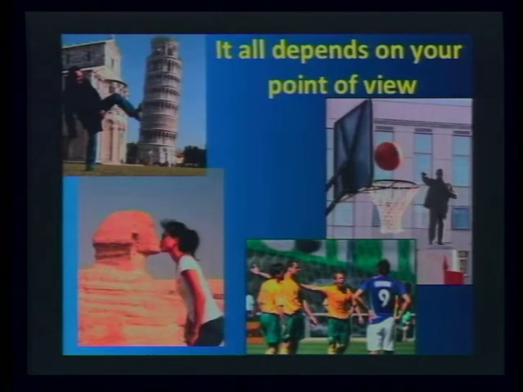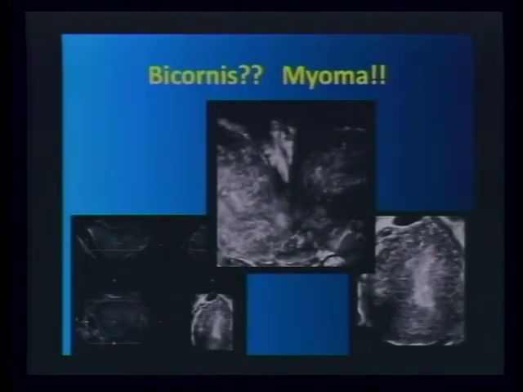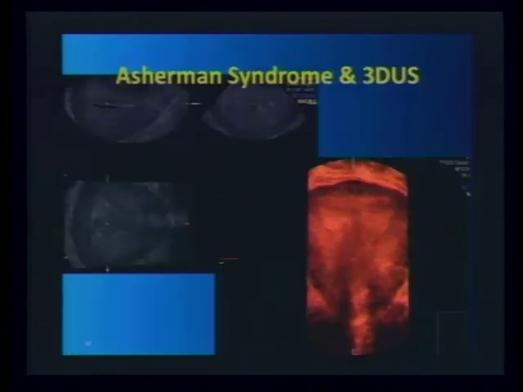What do I mean by this slide? It's not always what you think at first glance. In every field in medicine, and especially in ultrasound, it's not the first impression that counts, and you have to think of the differential diagnosis. Here is only one example. Is this a bicornuate uterus with a large septum between them? No. This is a normal uterus with a large subserous myoma on the side of the uterus.